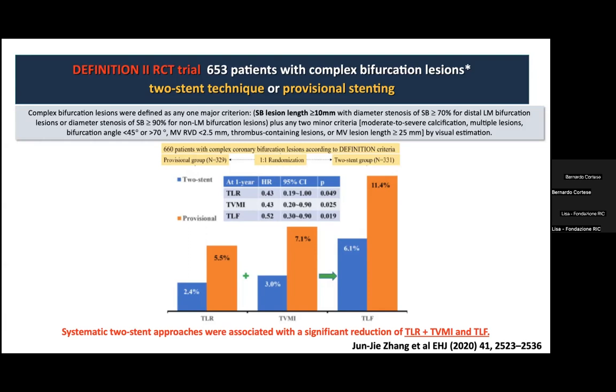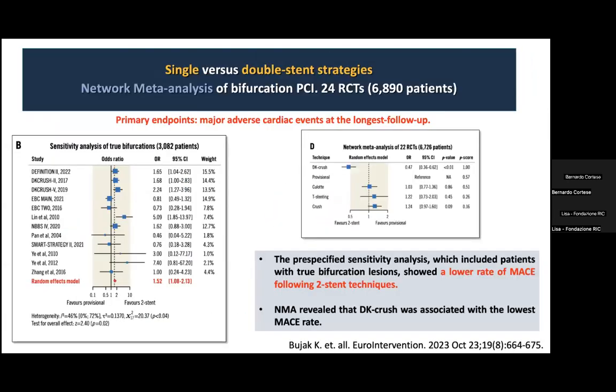It depends on what kind of bifurcation we have. We also assess the side branch, whether there is a long stenosis and how significant it is. It's impossible to state a rule for any type of lesion. It's just a general recommendation, but any case is worth analyzing and deciding the technique according to the clinical and technical characteristics. But okay, that's fine. Let's go on.